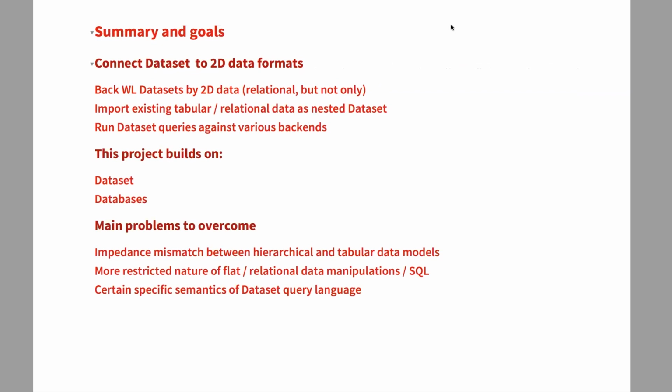So the summary and goals of this are on this slide. What we try to achieve in this experiment is to connect dataset to various two-dimensional data formats. And in the first place, relational data, because of both its importance and because it's a non-trivial use case for this experiment to try. And then what we'd like to do is to import existing relational data as nested dataset and run dataset queries against various data backends, in the first place, relational backends.